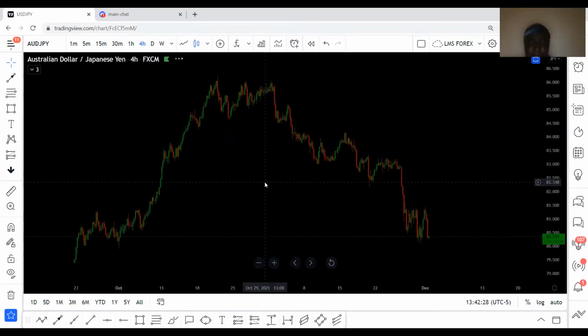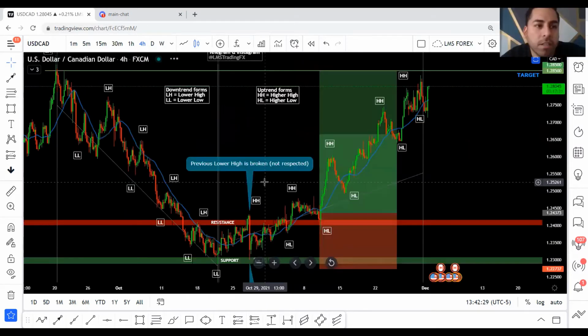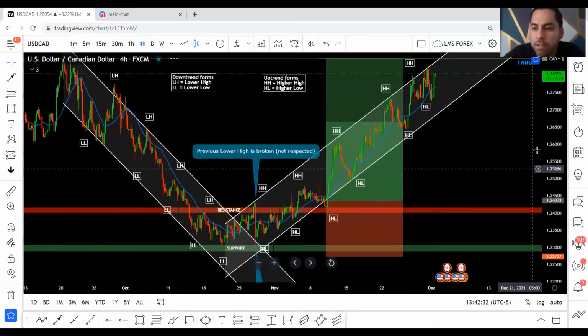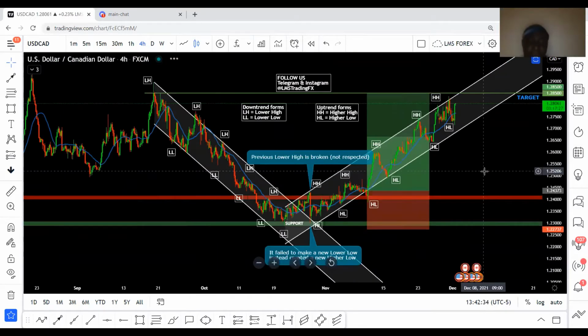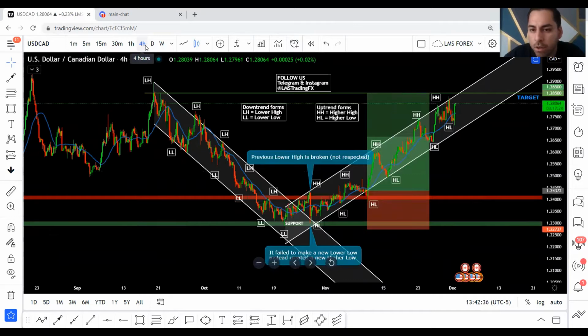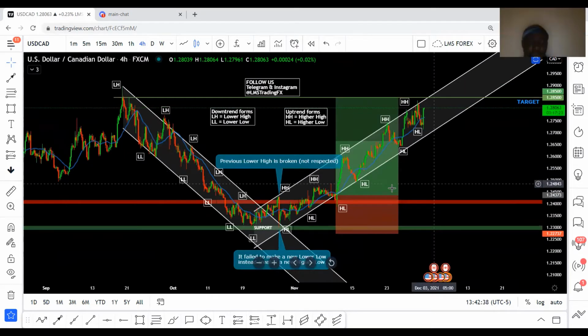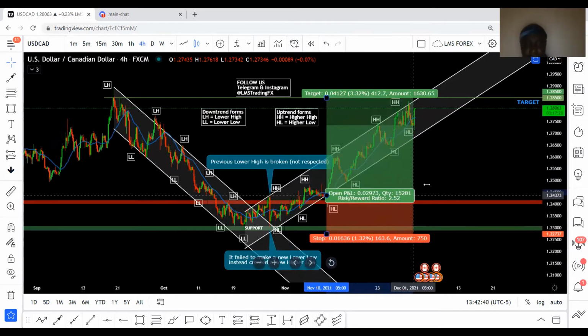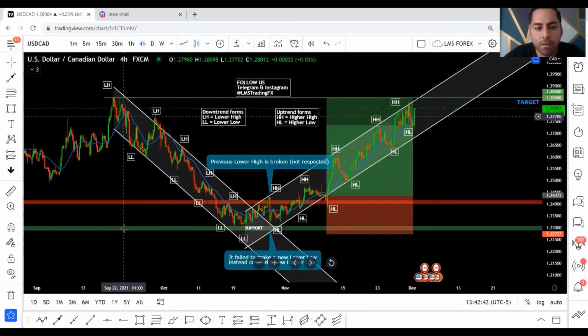Let's see if I can look it up here. Exactly the same thing. Look, all of this is 4 hour time frame. As you can see, all of them is 4 hour time frame. Same thing happened.